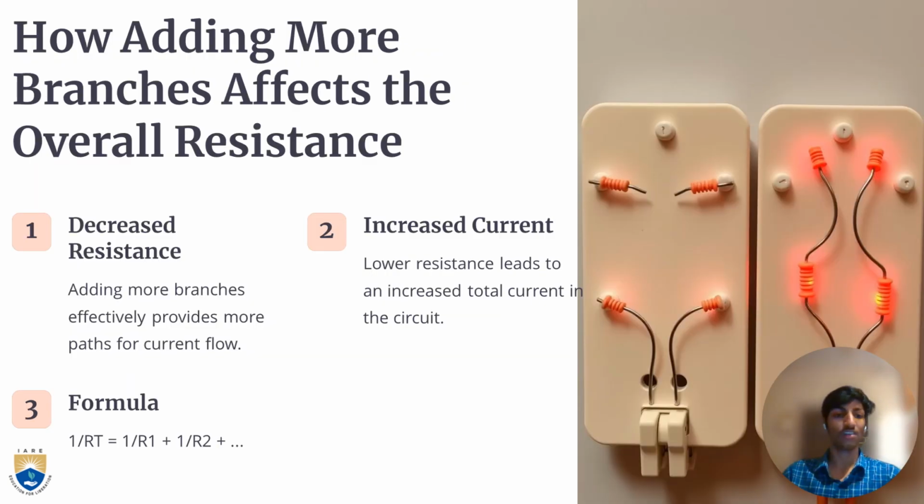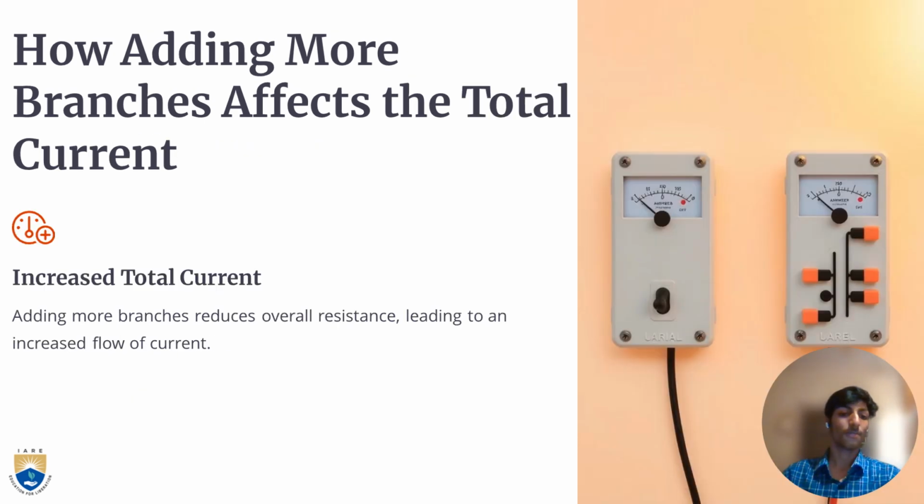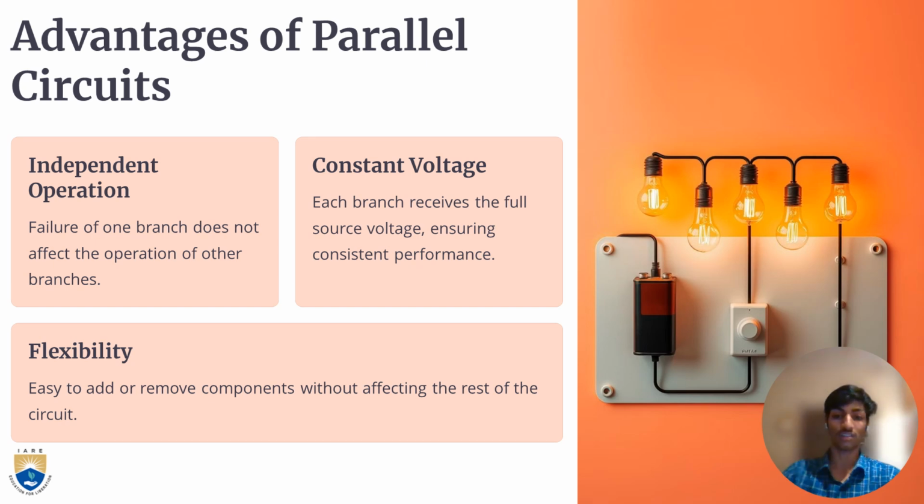So how does adding more branches affect the overall resistance? Decrease resistance, increase current. How does adding more branches affect the total current? It increases the total current. Adding more branches reduces overall resistance, leading to an increase in the flow of current. As we can see, this is a diagram of bulbs and a switch connected to a battery.